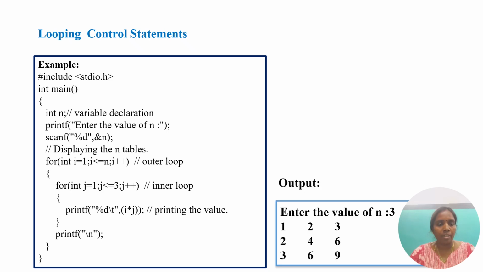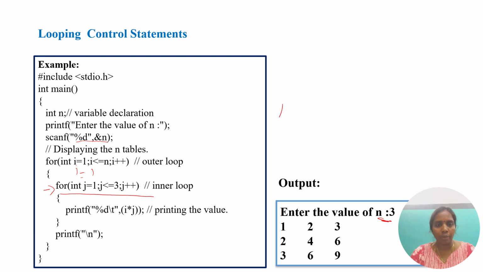This is a small code showing the nested for statement, displaying the n tables. Variable declaration, printf enter the value of n. Here the value of n is entered as 3. The first for loop is the outer loop and this is the inner loop. When I equal to 1, it goes inside this. After executing this j loop, it will go to the next value.